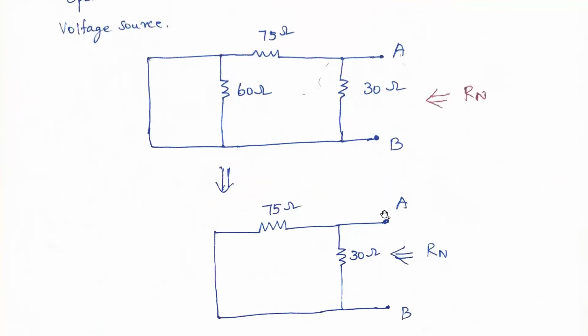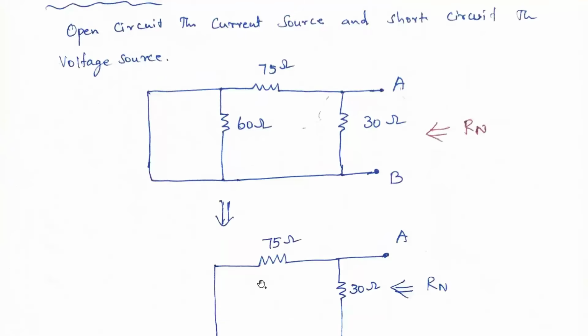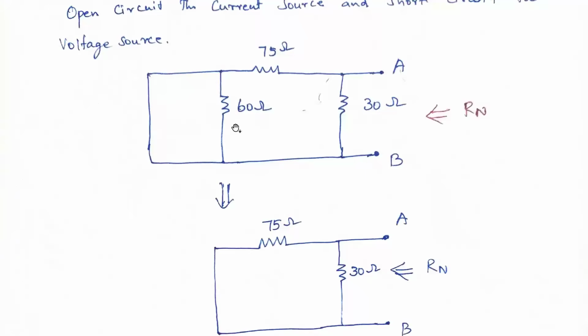So here you see, 30 ohms is there. Here 75 ohms is taken as it is, but we are neglecting this 60 ohm because if it is shorted here, the current will not flow to this. For example, the current is flowing from here to this 30 ohms and 75 ohms, and it will follow the low resistance path. Comparing this path and this path, the current will flow to this. So there is no need of using 60 ohms, so we are removing this 60 ohms here.